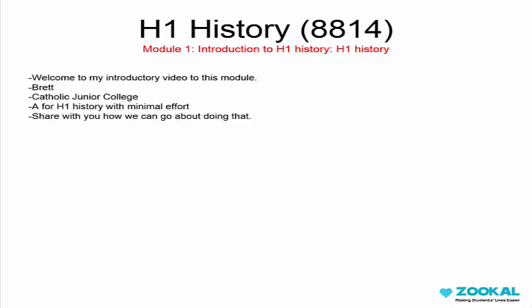My name is Brett and I was a graduate from Catholic Junior College. And I got an A for my H1 History with minimal effort. So you might be wondering why I included the part on minimal effort. I'm going to assume that everyone in JC is going to be really busy. So come on, if you can get an A with minimal effort, why wouldn't you want that?